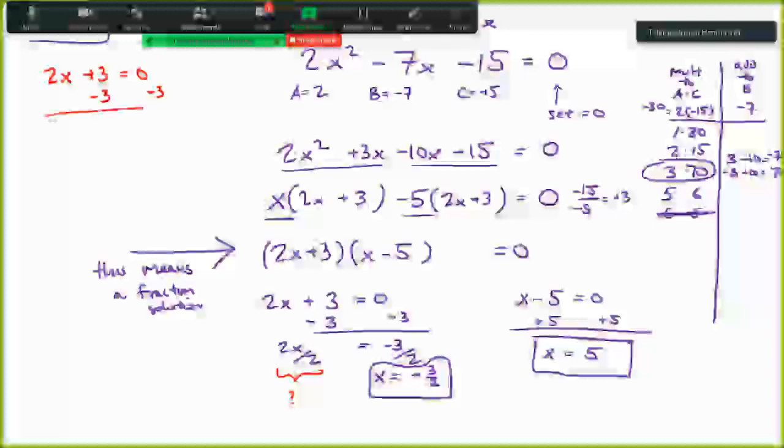And that's why we did this. And then we're left with 2x equals negative 3. So then I want to get rid of that times 2. How do we undo timesing 2? We have to divide by 2. And you do it to both sides.